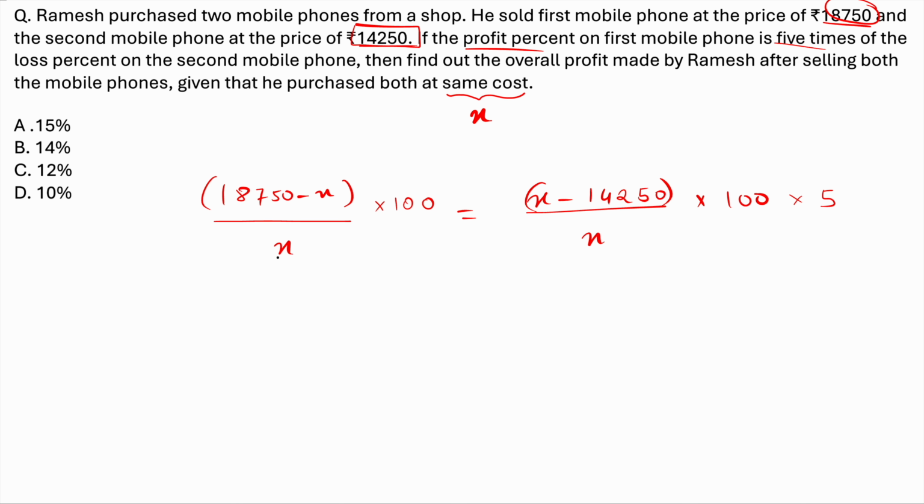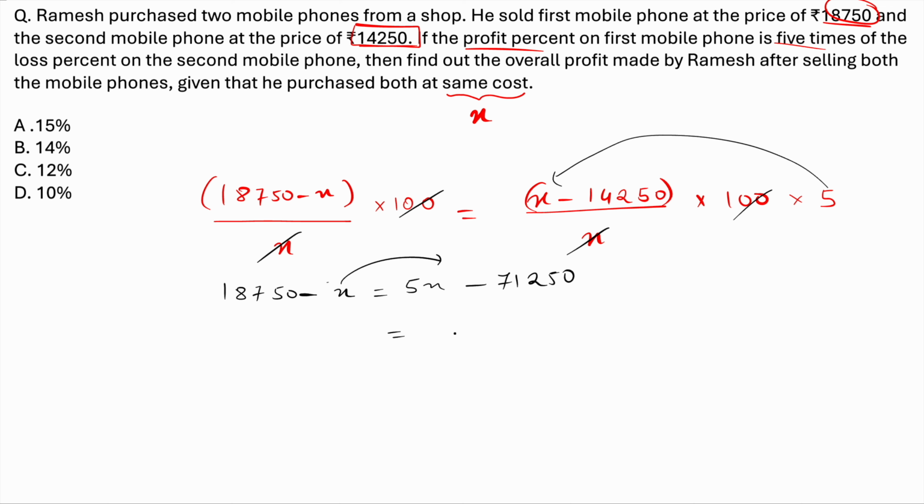We could cancel out a lot of things. We can cancel out X from both sides and 100 also from both sides. So we get 18750 minus X would be equal to 5X minus 5 into 14250. So 5 into 14 is 70,000 and 5 into 250 is 1250. So 71,250 probably. Okay, take X on this side. 5X plus X is 6X. 71250 goes to that side and it becomes 90,000. 6X is 90,000, therefore X is 15,000.